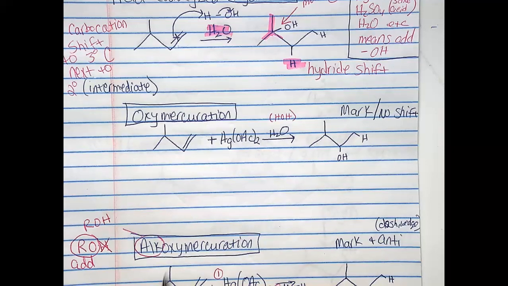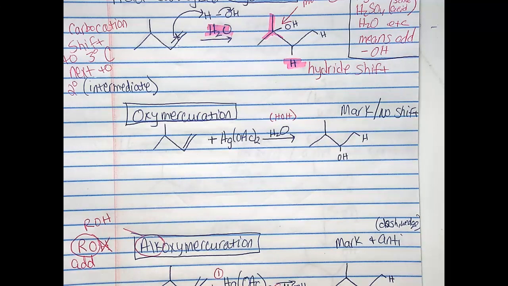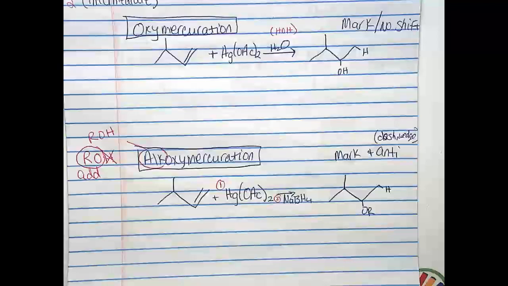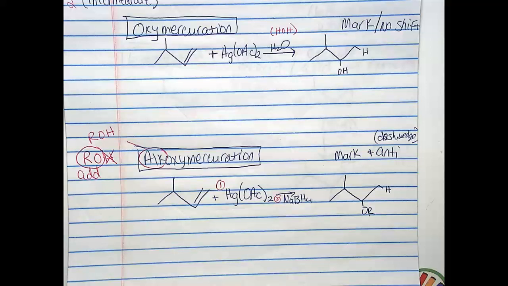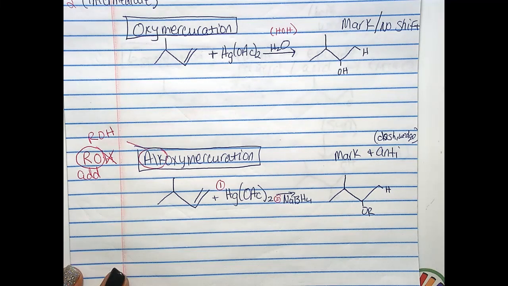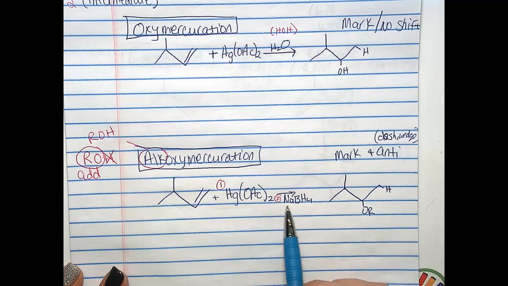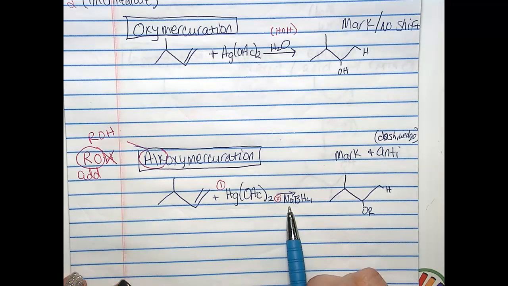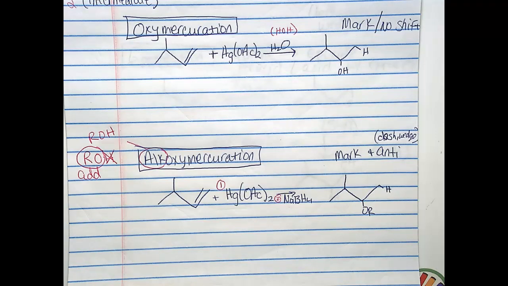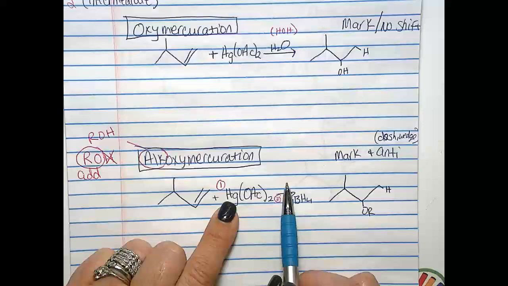Our alkoxymercuration, now we're talking about an alkoxy group of some kind. Now, this is going to be anti, so we have to consider dashes and wedges. One will be dashed, one will be wedged. Okay? And then some kind of alkyl group will be attached. And in this case, I just gave a generic example of Hg(OAc)2, and then we have this solvent of NaBH4. Okay.